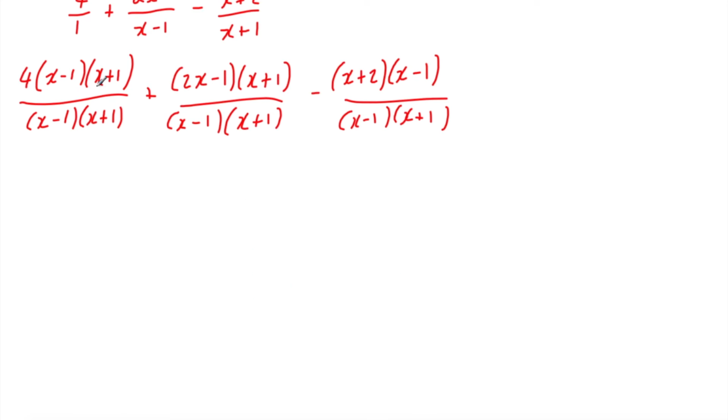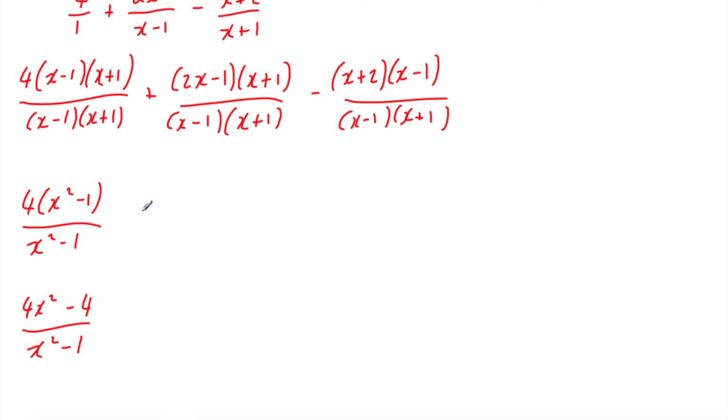Okay, so let's start off with this algebraic fraction here. The denominator will be x squared minus 1. We know that already. And then here we've got 4 multiplied by x minus 1 and x plus 1. Well, actually, this is the same as 4 brackets x squared minus 1. If you were to expand these brackets, you would get x squared minus 1. And actually, if you expand again, you will get 4x squared minus 4 over x squared minus 1. Okay, so we've expanded those brackets on the first algebraic fraction to get this.